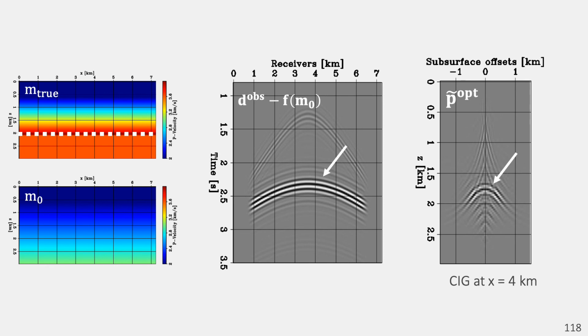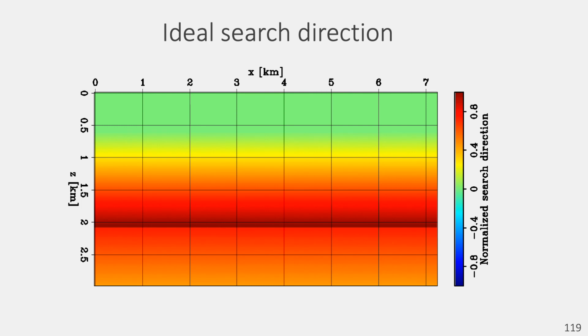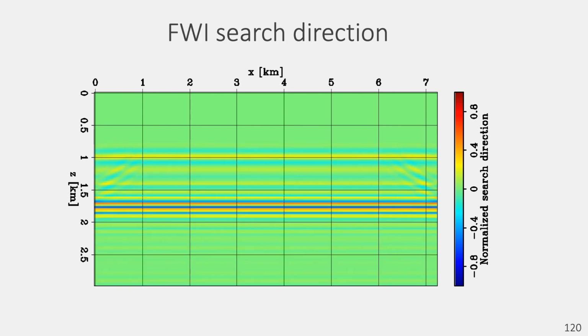Okay, and now the next step is to compute the initial search direction. As a reference, this is the normalized ideal search direction, the normalized difference between the true and the initial models. This figure shows the initial search direction from conventional FWI.